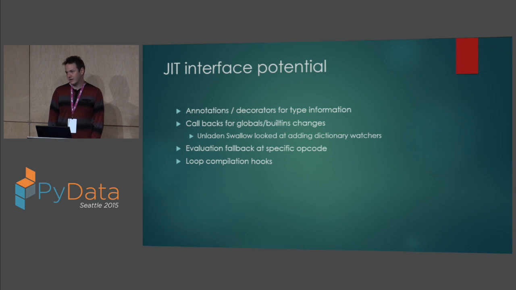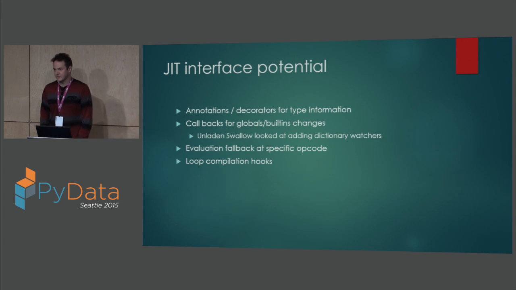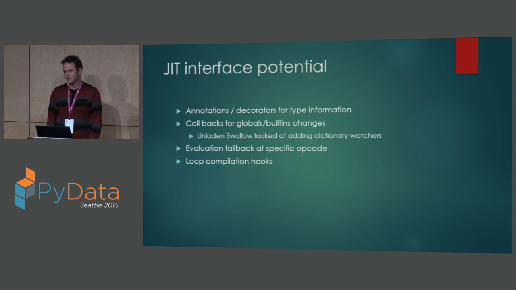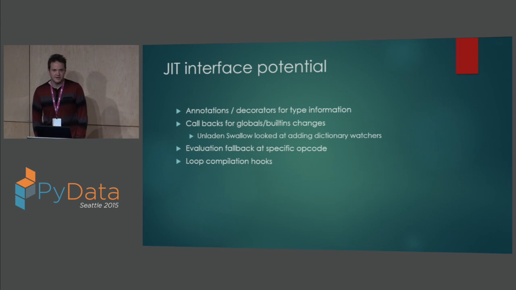Something that Unladen Swallow looked at doing, which is actually really useful, is having callbacks for when dictionaries change so that you can invalidate code. So that rather than assuming that range is the built-in, you have to check to see if you're calling range, and if you are, then you're actually going to get an iterator of numbers. You can just discard that code and not do any checks inline. So those are useful for both the built-ins dictionary as well as the globals dictionaries.